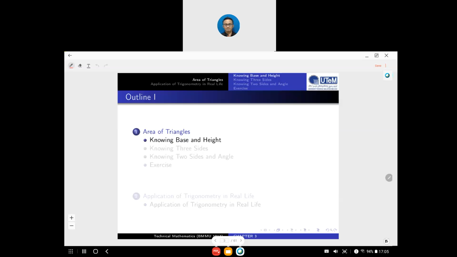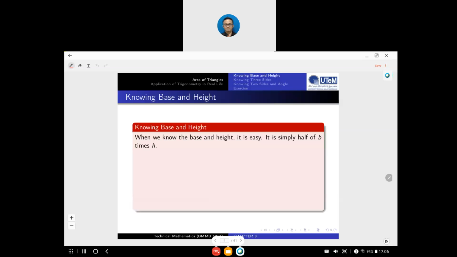On the area of triangle, we have three subtopics: when you know the base and the height, when you know all three sides, and the last one, when you know two sides and one angle. Let's proceed to the first one. When we know the base and height, it is easy to calculate the area of triangle. We use the formula area equals 1 over 2 times b times h, where b is the length of the base and h is the height, not the hypotenuse.